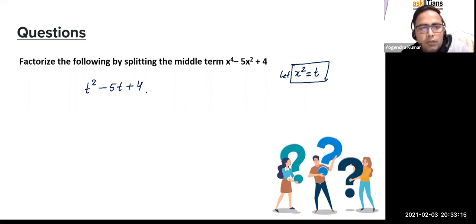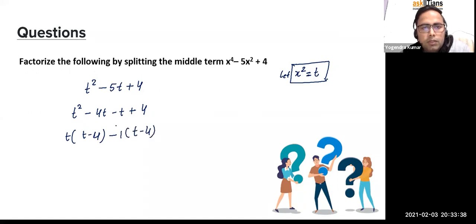4 here and 1 here, so positive. We need to split the middle term into 2 parts so that the sum has to be 5. So 4 and 1, pretty easy. So t square plus 4t plus t plus 4. Again we'll make the pairs. First t into t plus 4, and 1 into t plus 4. I told you that you need to keep these two brackets the same. So t plus 4 and t plus 1.